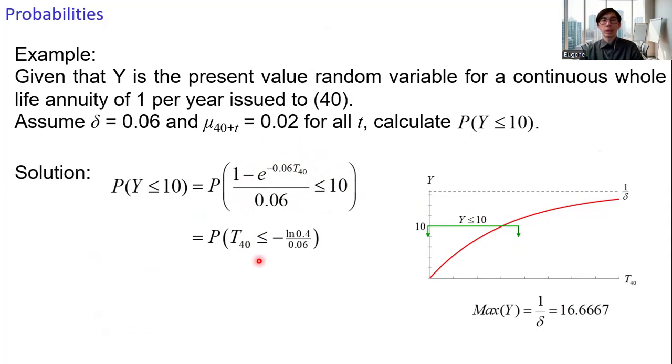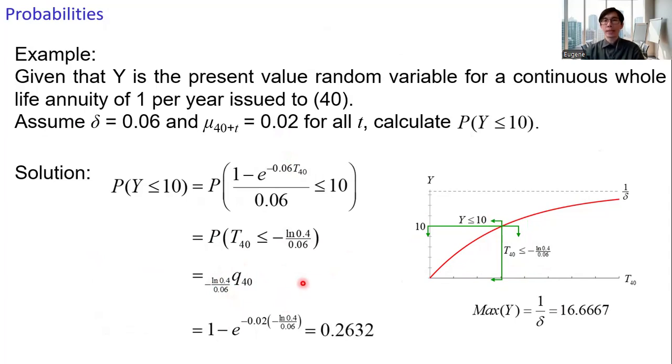That is, the probability that Y is less than or equal to 10 is equivalent to finding the probability that T40 is less than or equal to the negative of the natural log of 0.4, over 0.06, which is this part. This, in terms of the actuarial notation, since we have a constant force of mortality, and upon calculation, we get the answer 0.2632.